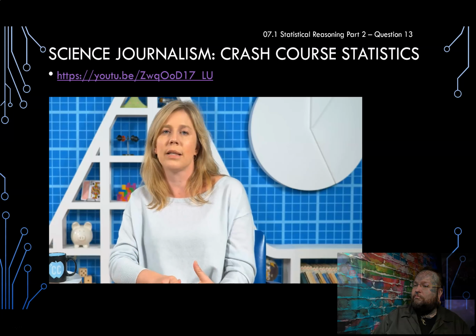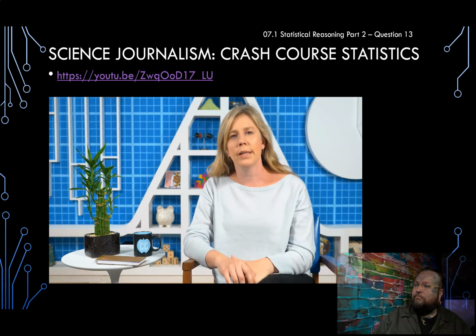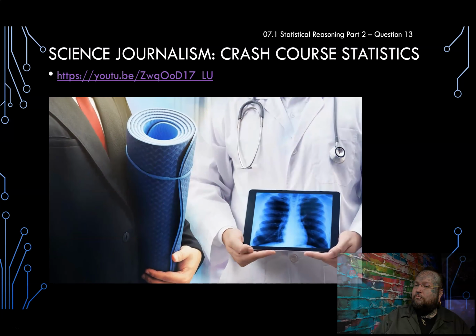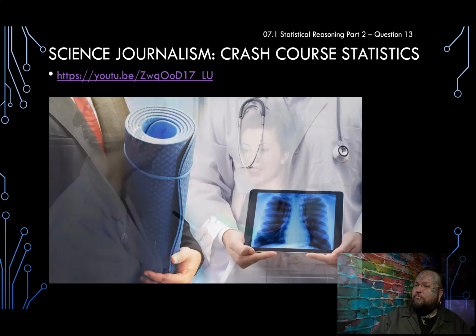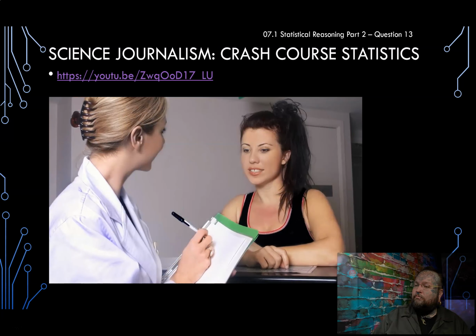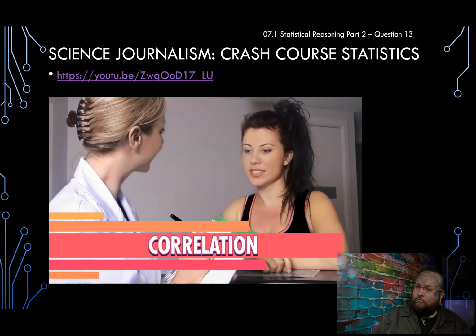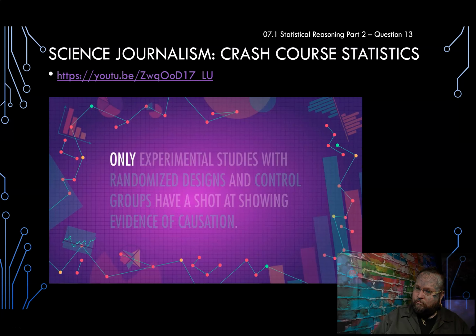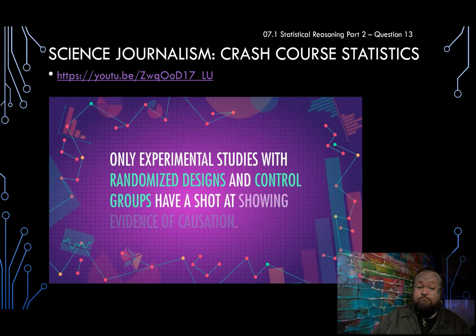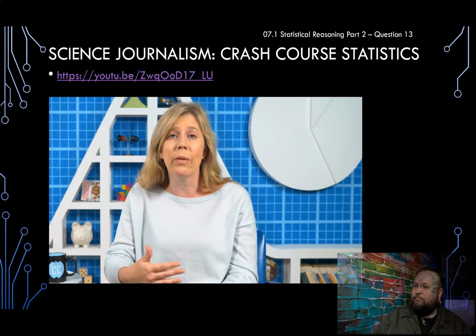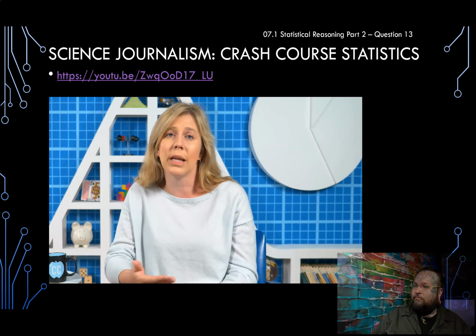and as such, less catchy. You'll also spot plenty of causation problems in science and health reporting. When you see an article that claims that doing yoga cures cancer, you should check to see whether it was an experimental study or whether the claim is based on correlation on a survey between doing yoga and not having cancer. Only experimental studies with randomized designs and control groups have a shot at showing evidence of causation, because personally, I can think of a lot of confounding factors for that yoga and cancer study.